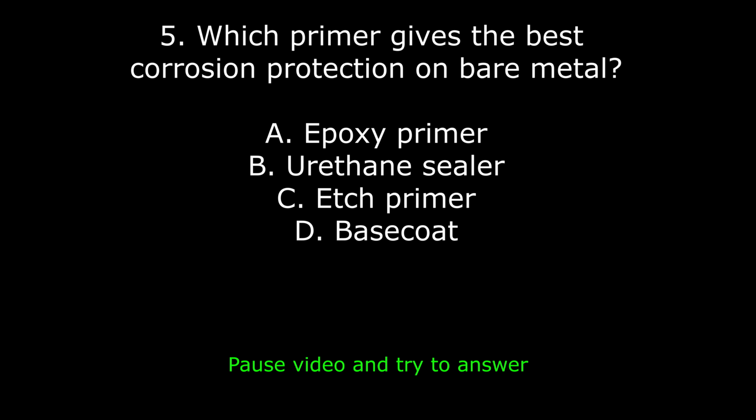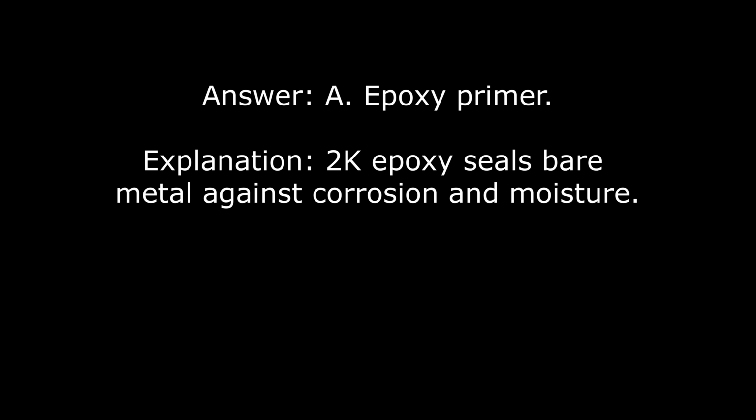5. Which primer gives the best corrosion protection on bare metal? A. Epoxy primer. B. Urethane sealer. C. Etch primer. D. Base coat. Answer A. Epoxy primer. Explanation: 2K epoxy seals bare metal against corrosion and moisture.